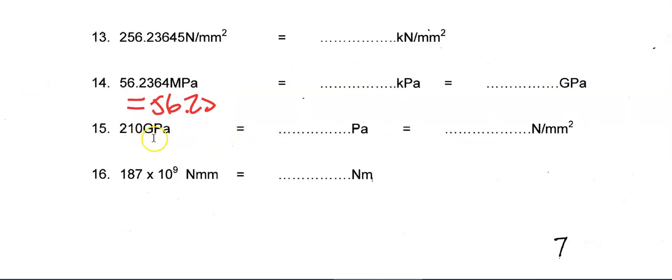210 gigapascal. How do we do that? First, write in the value for giga. So it will be 210 times 10 to the power 9 pascal. And remember, pascal is newtons per square meter, and then from there you convert to newtons per millimeter squared. There you go. Okay, right.